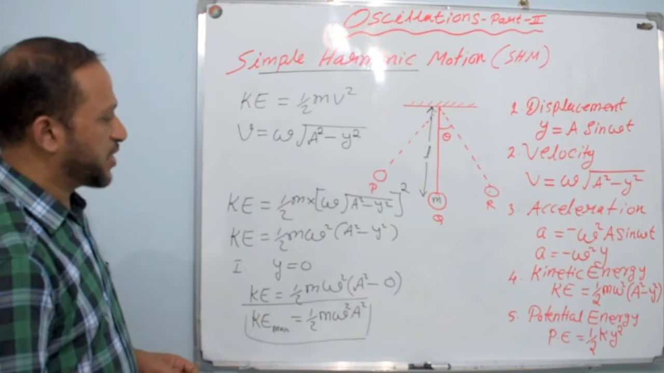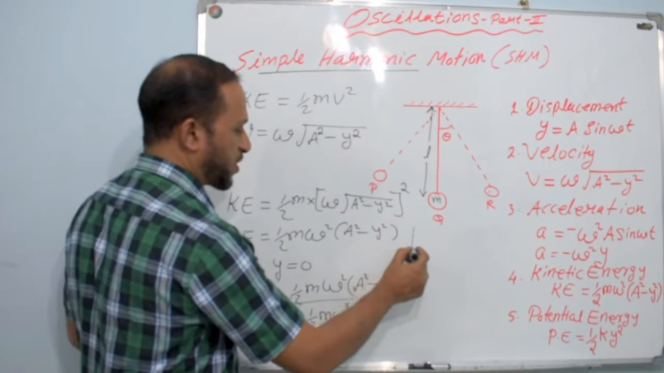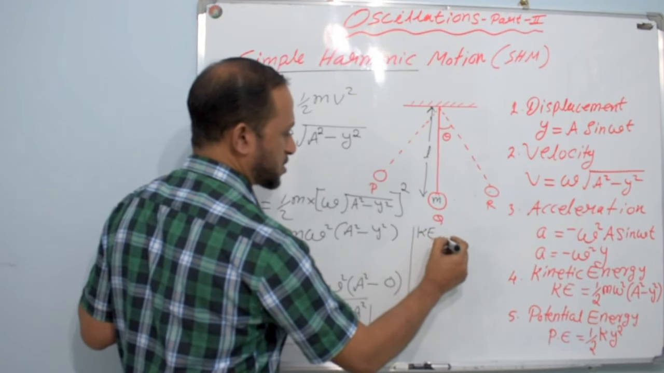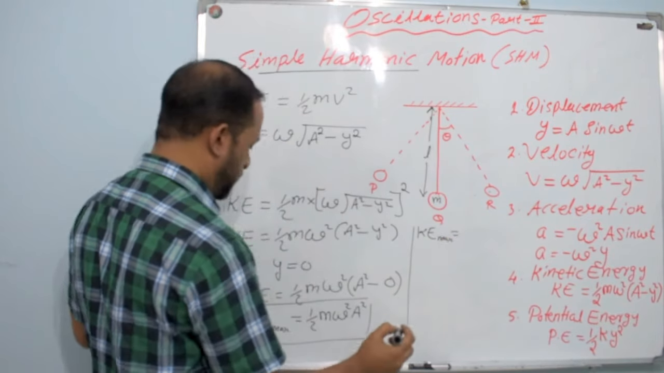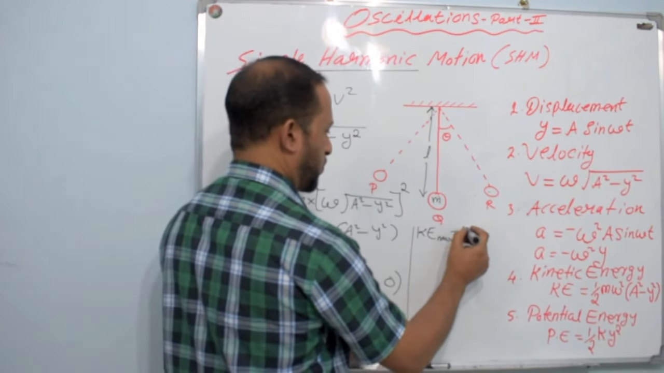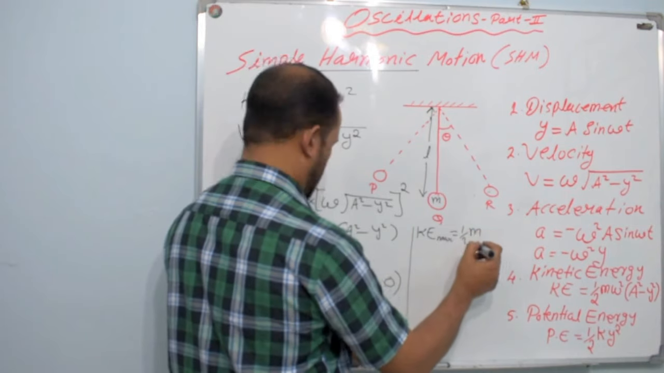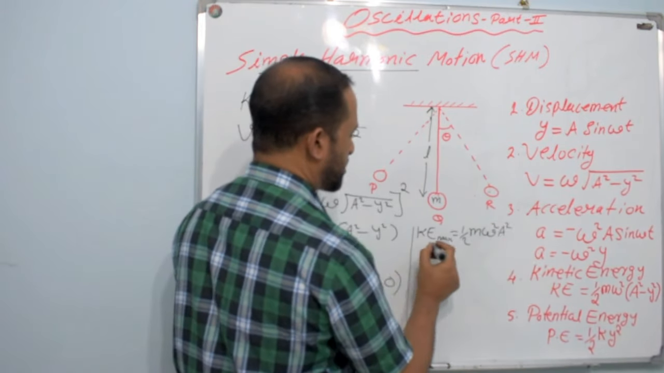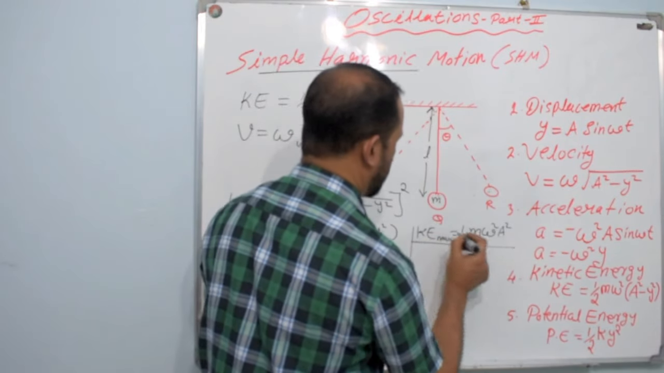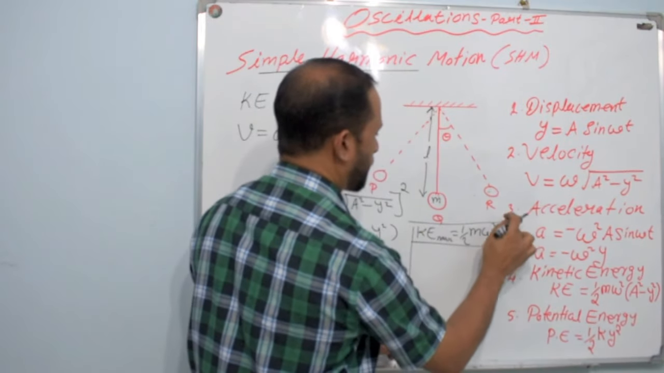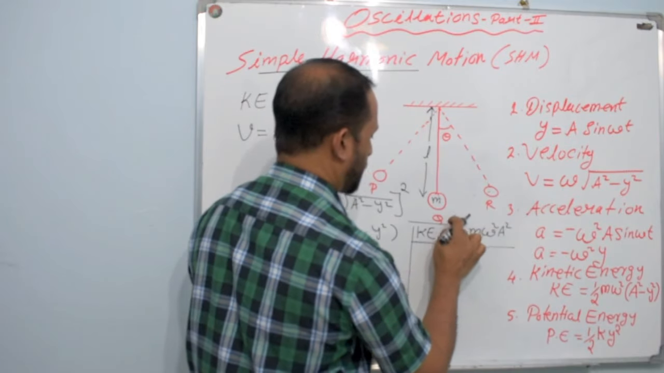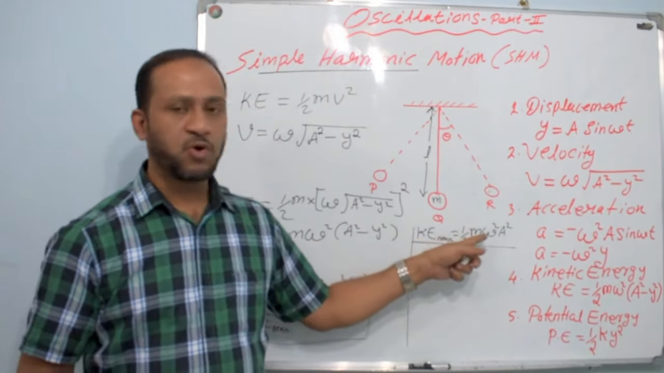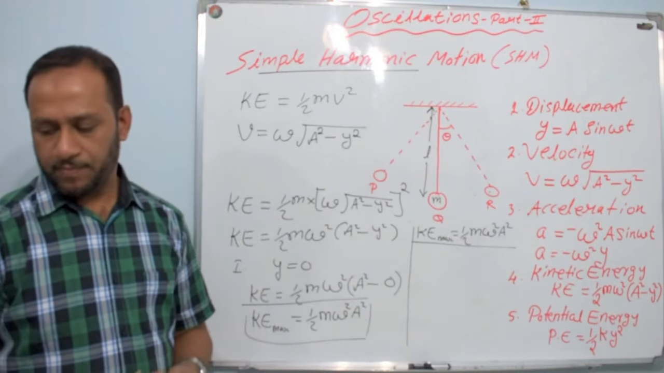This gives the maximum value of kinetic energy. That is, KE max, the maximum value of kinetic energy, is equal to half m omega square a square.